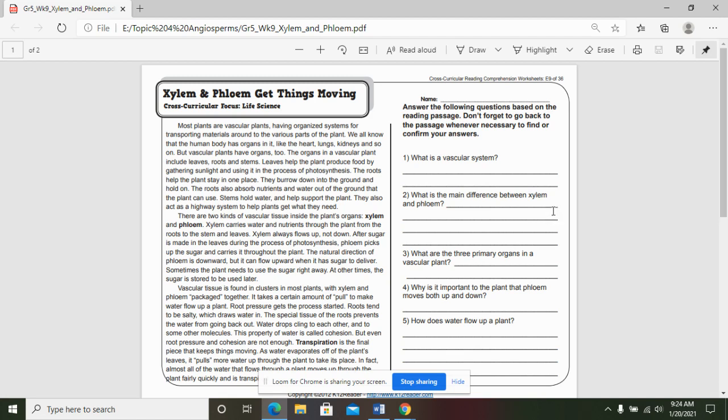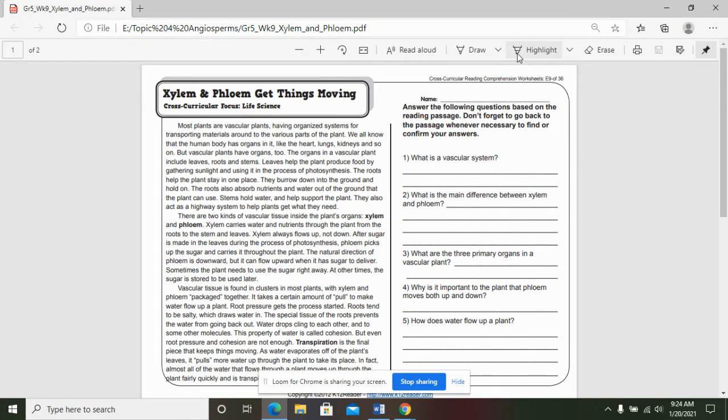All right, guys, we are going to go through this little reading together. It's on xylem and phloem, getting things moving. And there are 5 questions to go along with it. I'm just going to have you all answer your questions in the text box below, so you won't actually be able to write on this worksheet because it is a PDF version.